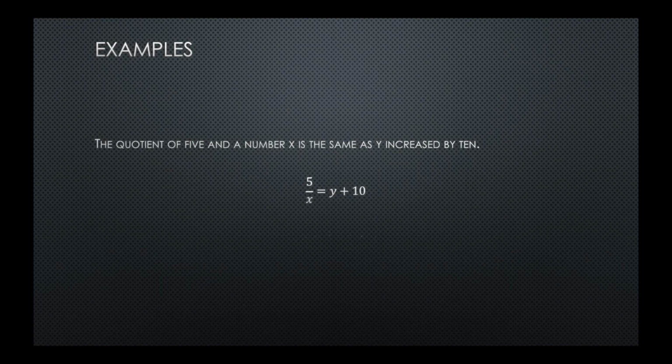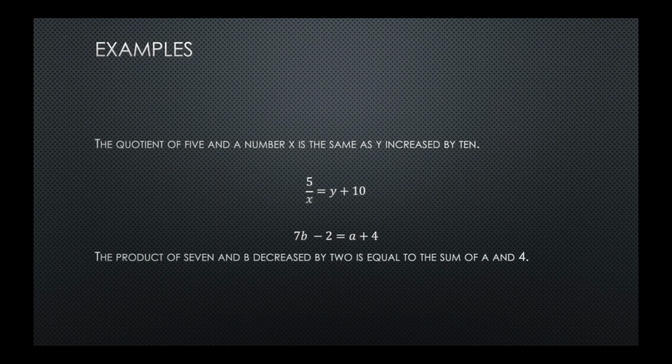So let's look at another one here. This time we're going to go in the other direction. So in algebra, it looks like 7b minus 2 equal to a plus 4. So I would challenge you guys to try to write this in as fancy a way as possible. So for example, you could write 7 times b minus 2 equals a plus 4, and that's fine. But maybe you want to try and get a little fancy with it. Stretch yourself, try to do something new. You could write this as, say, the product of 7 and b decreased by 2 is equal to the sum of a and 4.